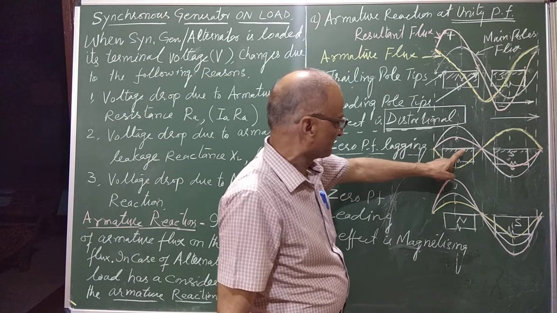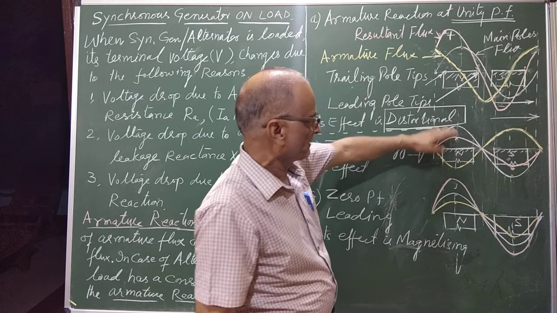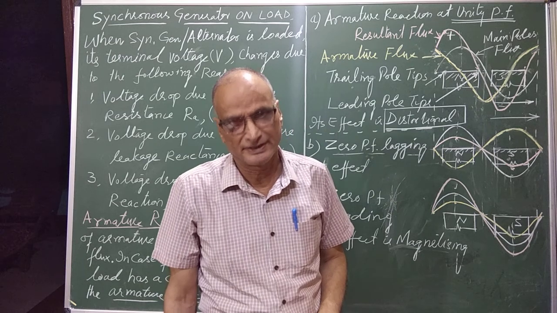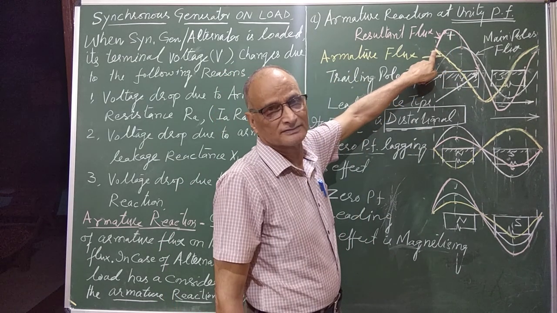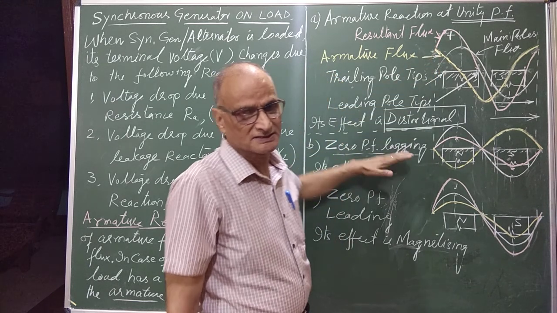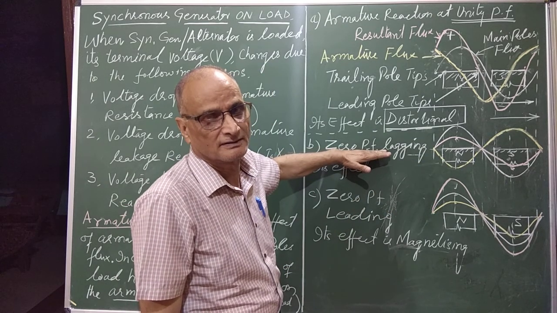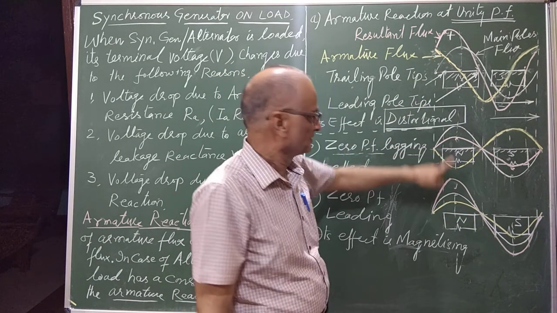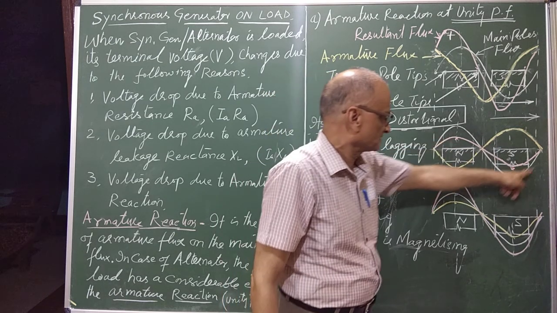So again, this is the main pole flux. Now the armature wave has been shifted to 180 degrees to the main pole flux, because in unity power factor it was 90 degrees behind the main pole flux, but zero power factor lagging means the current is further 90 degrees behind the voltage. So 90 degrees and 90 degrees, it is 180 degrees. So this wave is 180 degrees out of phase with the main flux.